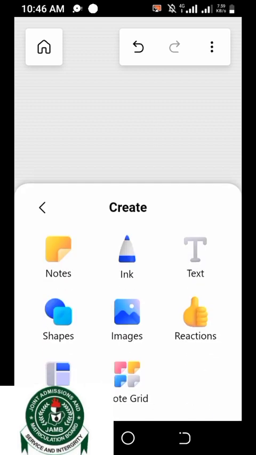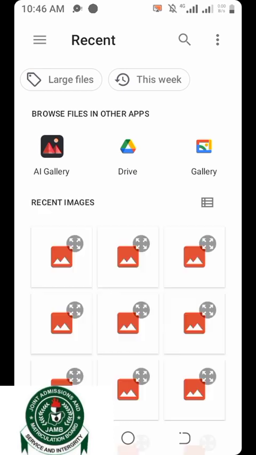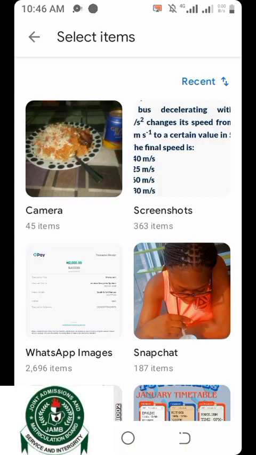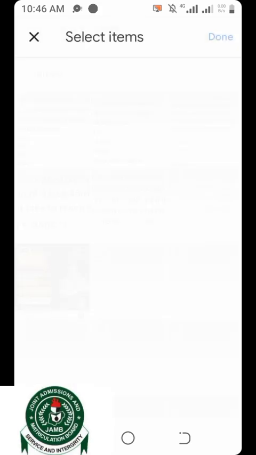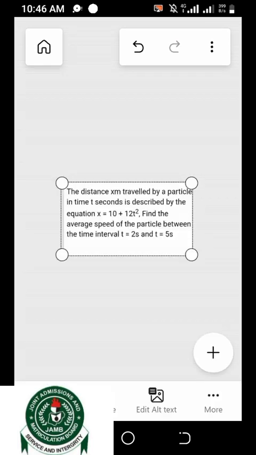So let me bring in a question. This question is not always asked in JAMB, but it can be asked in JAMB. So take note. It's just a slight differentiation, just a very easy differentiation.